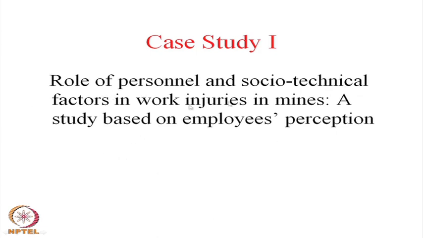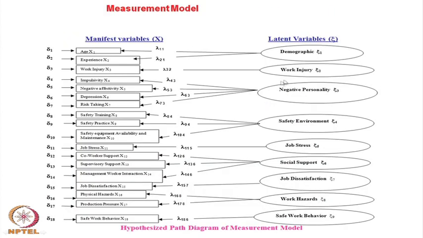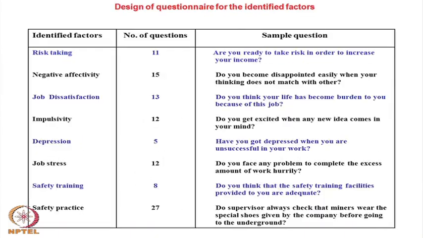This is the role of personnel and socio-technical factors in work injuries in mines, a study based on employees' perception, published in Ergonomics Journal in 2008. We captured several variables under personnel and socio-technical variables. Then we first went for the measurement model. All the manifest variables are used simultaneously, the latent variables are identified and linked to the manifest variables, and then confirmatory factor analysis was done.